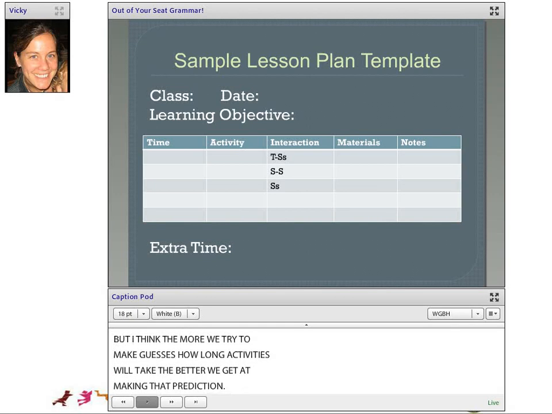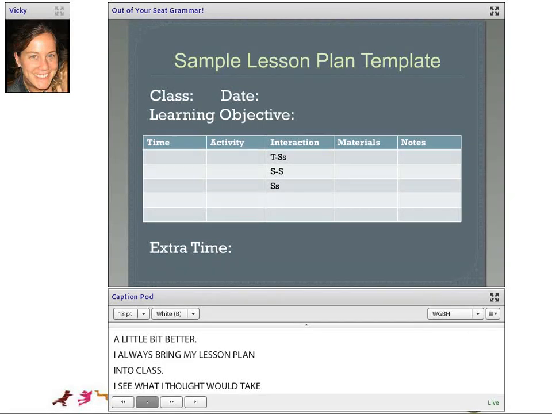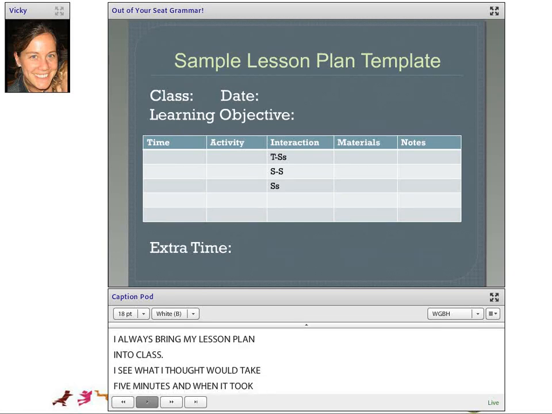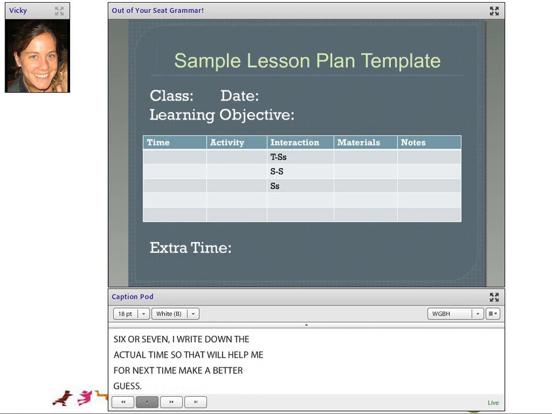I always bring my lesson plan into class and I see what my plan was. I thought it was going to take 5 minutes, and then when it really took 6 or 7 or whatever it was, I write down the actual time so that that will help me for next time make a better guess. This helps me get better at guessing each time. Next, of course, we write the activity. What are we planning to do during that time?